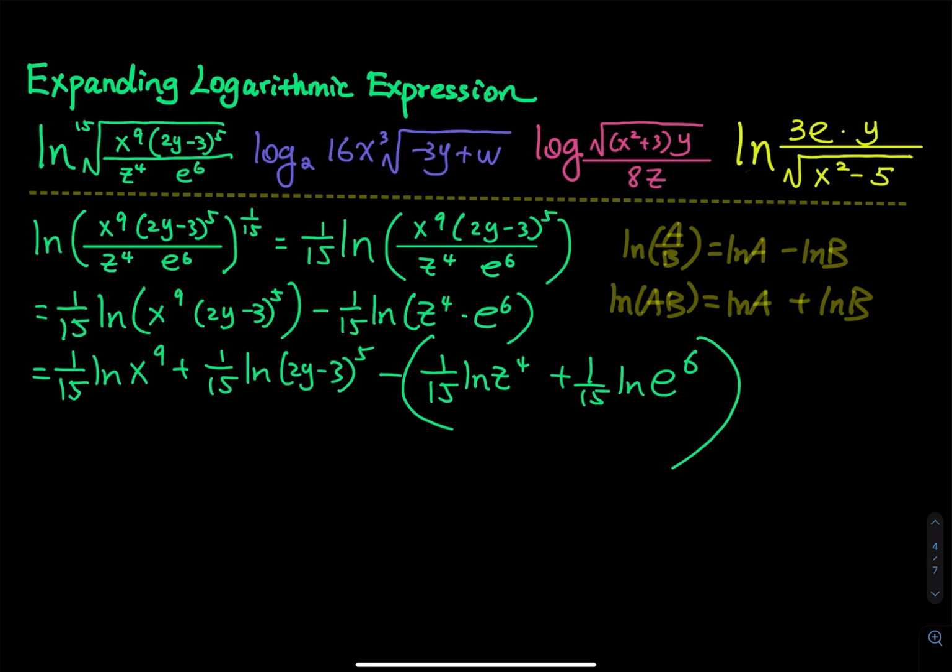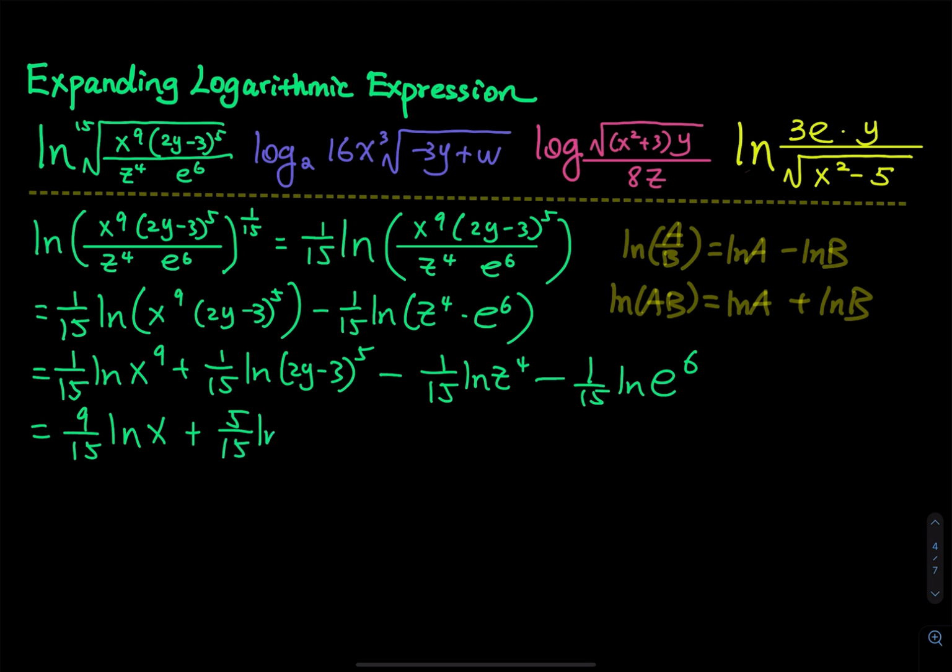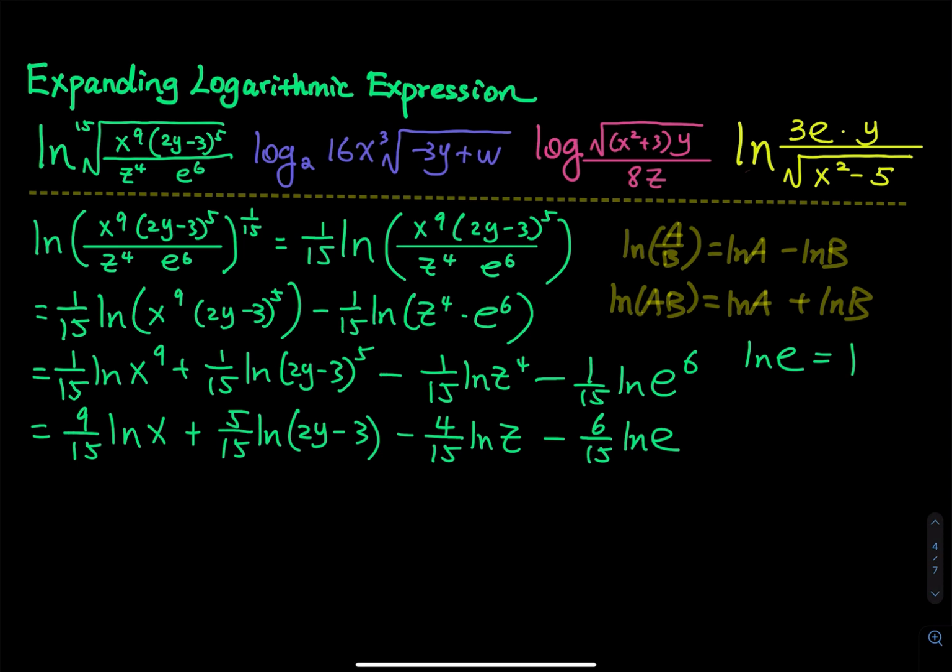What I am trying to say is, when you distribute the minus, you can just do this in one step, so you don't have to write this big line so many times. And then the very last step, you have to bring the power down. So you have a 1 over 15 ln x. I brought the 9 to the front, so that will be 9 over 15 ln x, and then plus 5 over 15 ln 2y minus 3, and then bring the 4 to the front, over 15 ln z, and then bring the 6 to the front, 6 over 15 ln e. And don't forget that ln e is equal to 1.